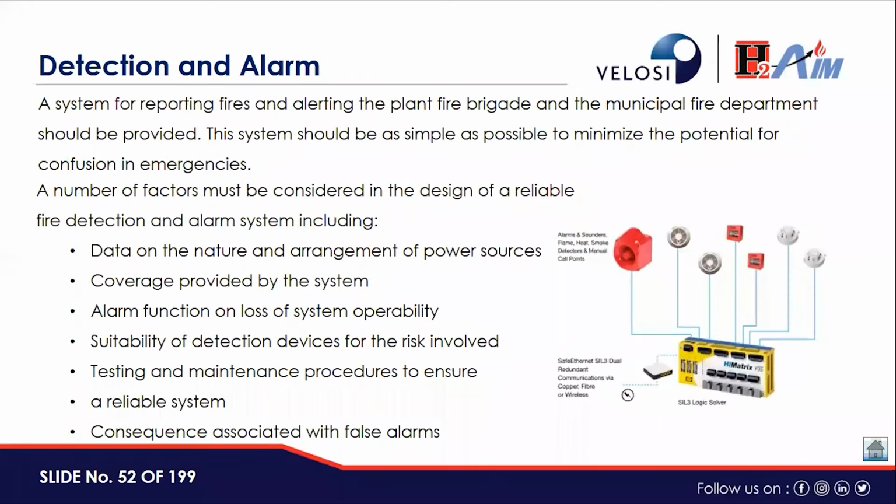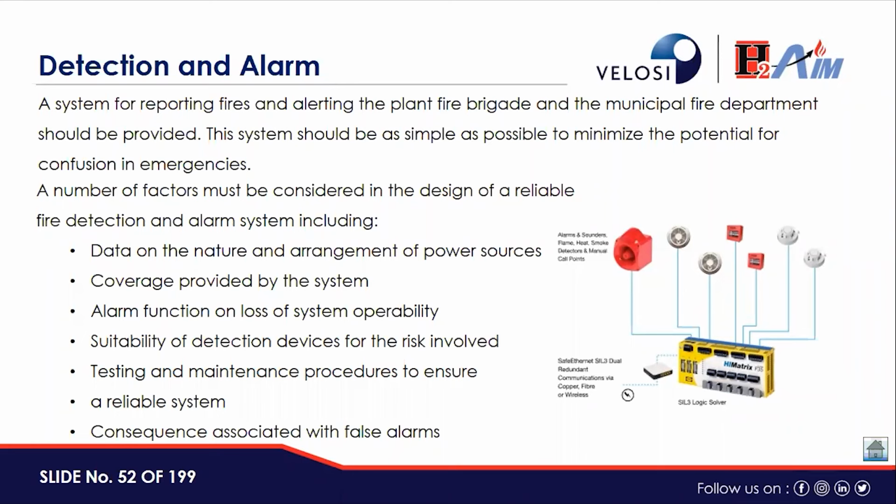Now we will discuss the detection and alarm system. Basically, this detection and alarm system is for reporting fires and alerting the plant fire brigade, and multiple fire departments should be provided. This system should be as simple as possible to minimize the potential for confusion in emergencies.